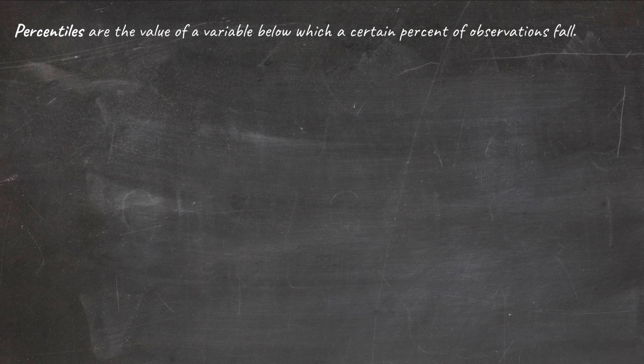With Q2, the median, 50% are below and 50% are above. So that's the 50th percentile. And Q3 is the 75th percentile. 75% is below and 25% is above. Percentiles, though, just let you choose which percent you want.